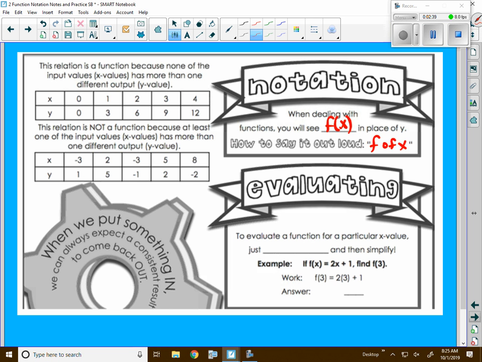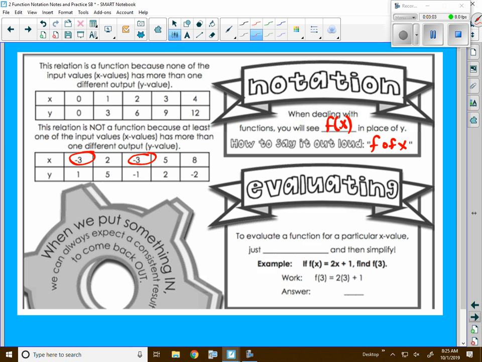If you look at the first table there on the left, it is a function. Why is it a function? There are no repeated x's. But if you look at the second table, there's a repeat there of -3 right here. So that tells us that that is not a function. A little review from yesterday.